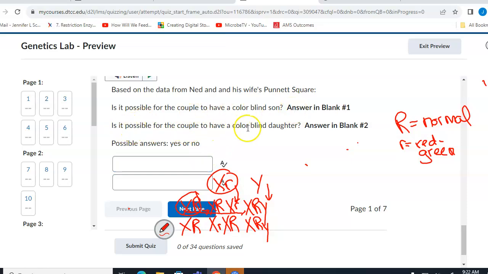Is it possible for the couple to have a colorblind daughter? Nope. Each daughter has a capital R. So they're not colorblind. They're carriers. They can pass it on to the next generation. It's possible that it might appear in the next generation, a colorblind child. But as long as they have that dominant allele, they are not going to be colorblind.